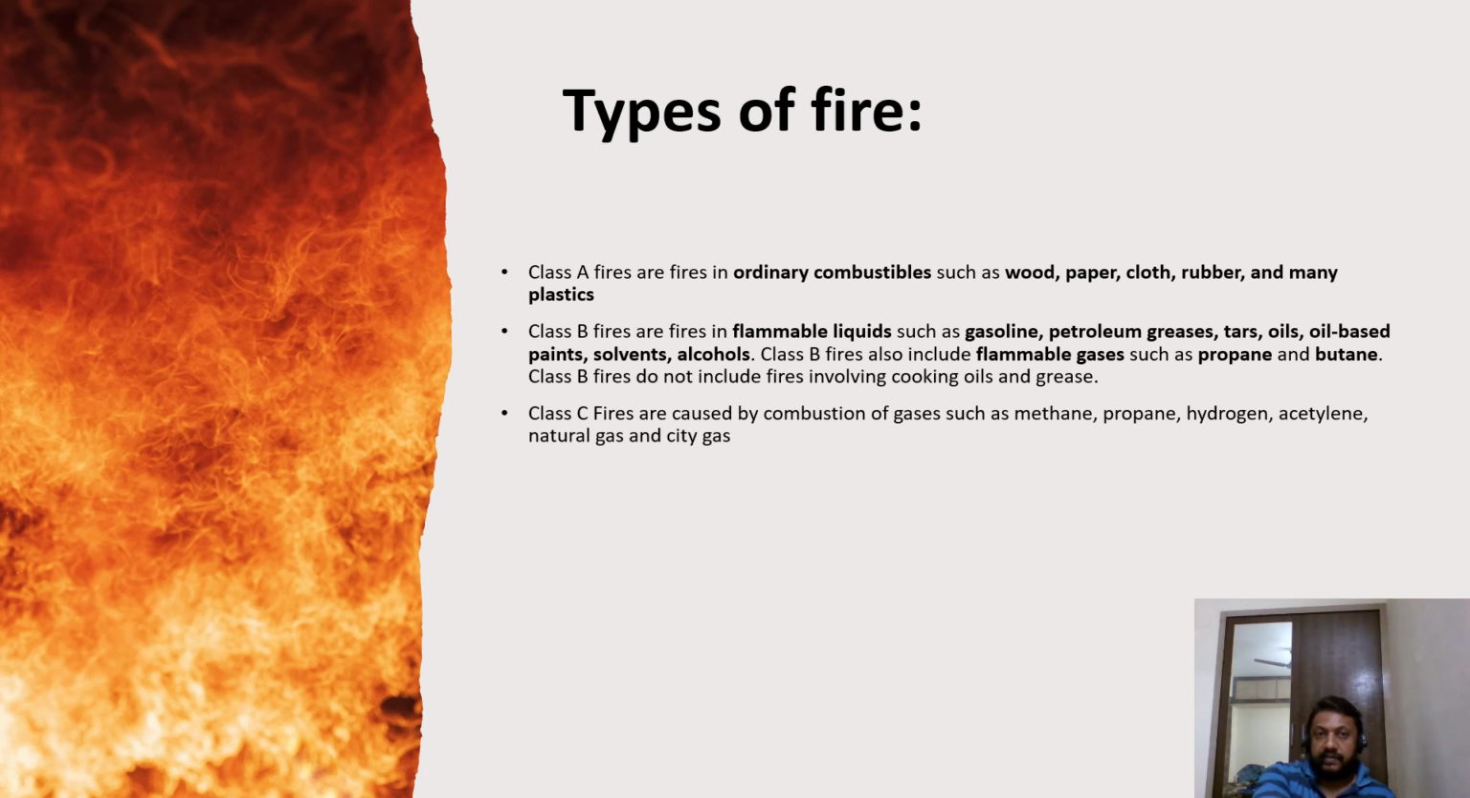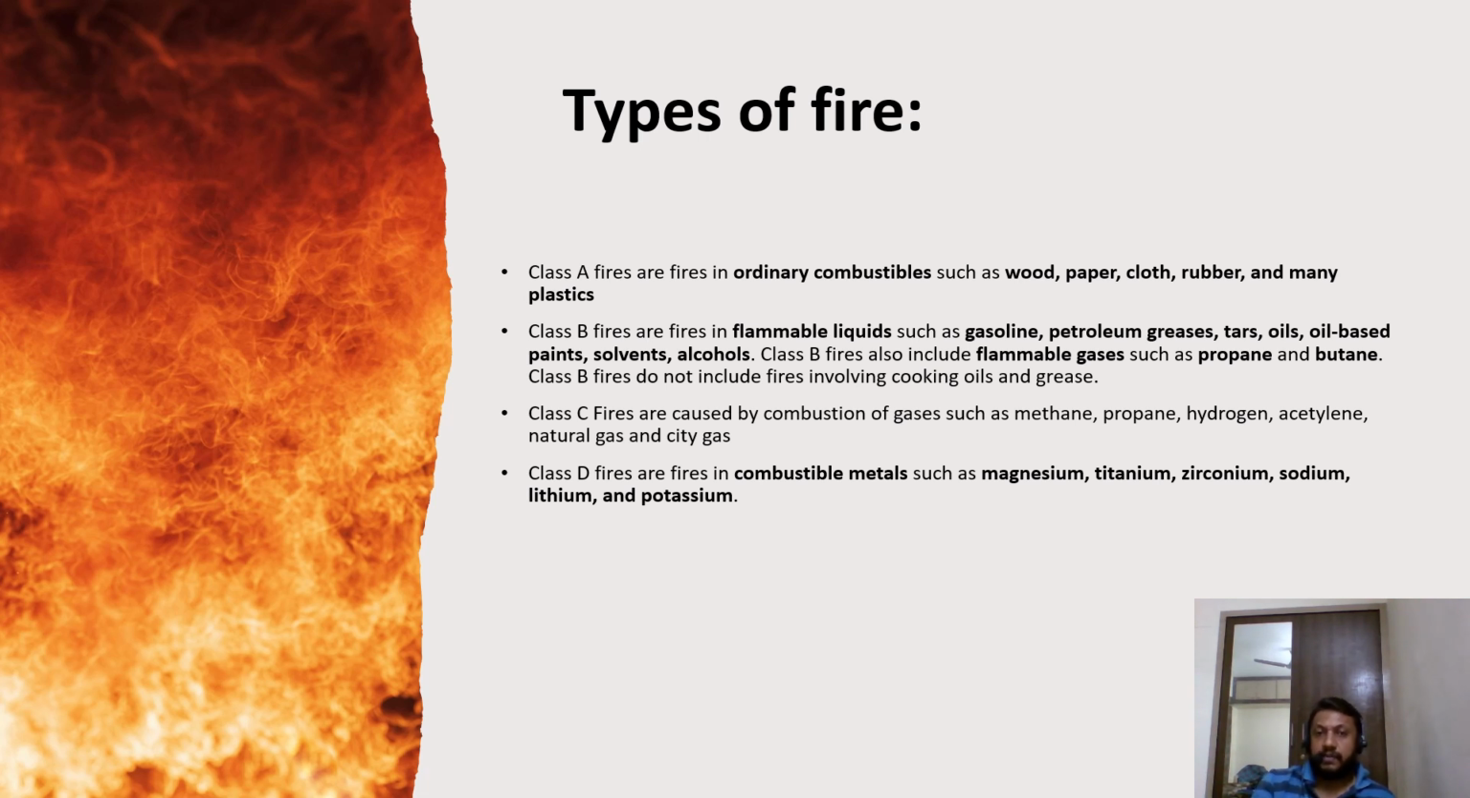And class C fires are caused by combustion of gases such as methane, propane, hydrogen, acetylene, and some kinds of natural gases. So this is gas. So class A is for solid, class B is for liquid, and class C is for gas. And then in addition, we also have class D. These are fires in combustible metals such as magnesium, titanium, sodium, lithium, and potassium.